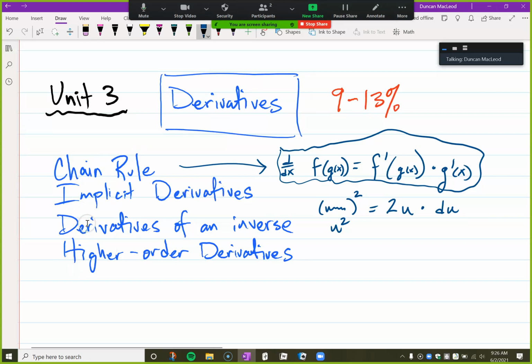Derivative of an inverse. I don't even know if you're going to have a question on this, but I put it on there because that's what AP has as part of their main things to know. I've only seen a question on derivative of an inverse every 4 years. So I don't know if you're going to have it or not.